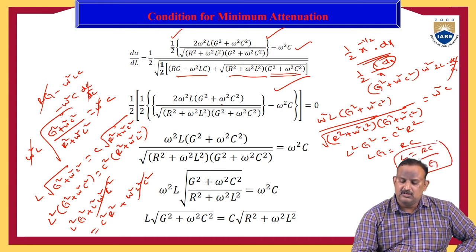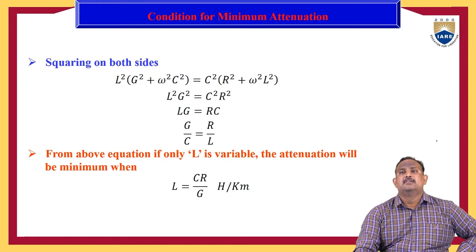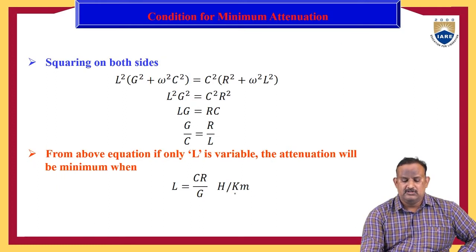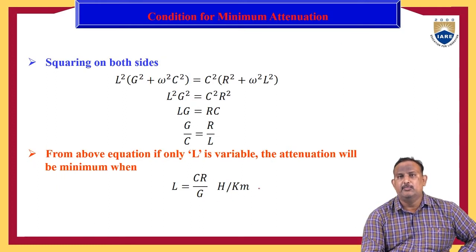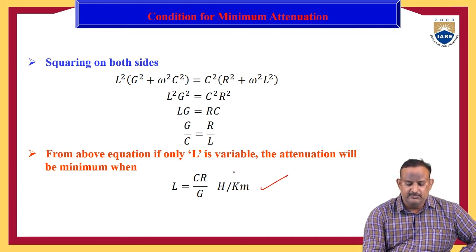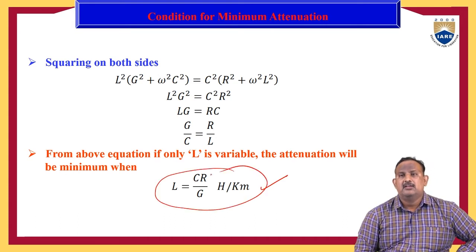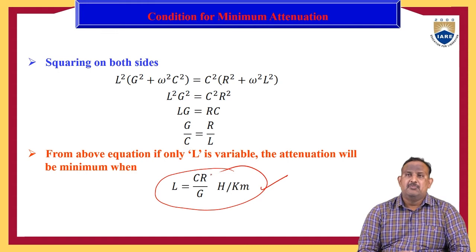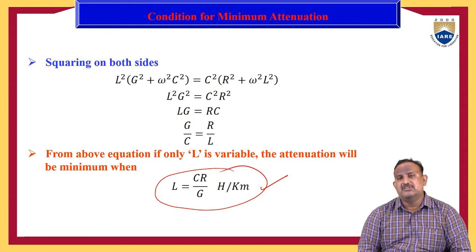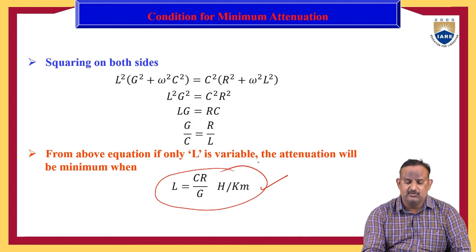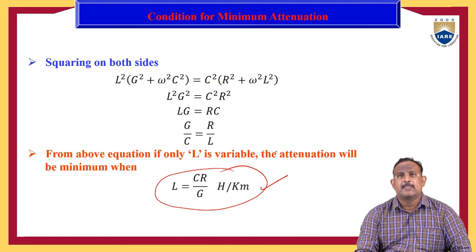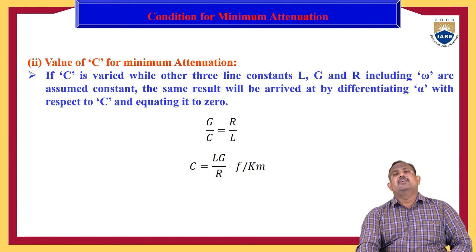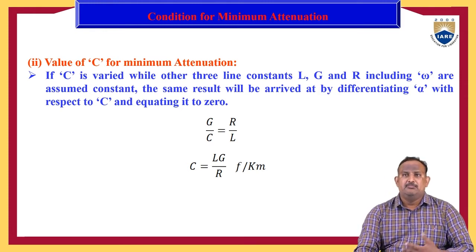L is equal to Rc by G, Henries per kilometer. This is the minimum value of L to get the minimum attenuation. Similarly, we can find the value of C for minimum attenuation.